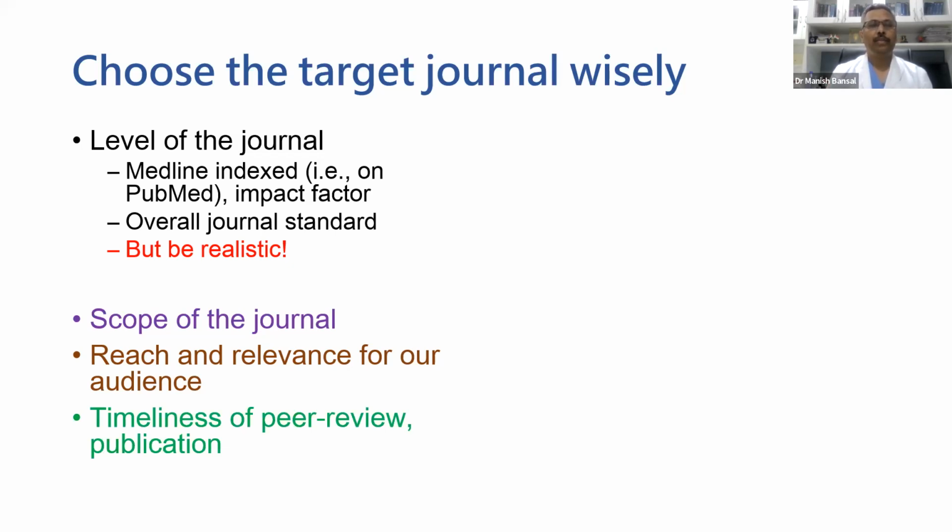Then another very important point when choosing a journal is the timeliness of peer review and publication. This actually is a very important part, because if the journal takes months to respond to the initial submission, and another several weeks for making a decision on the revised version, and then several months before the manuscript is finally published, then that again is not a good option.